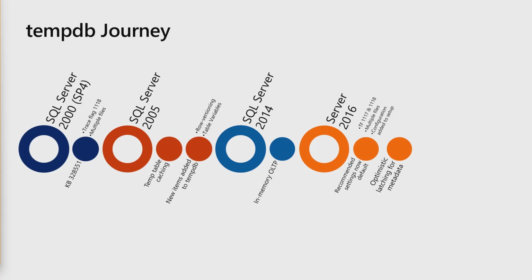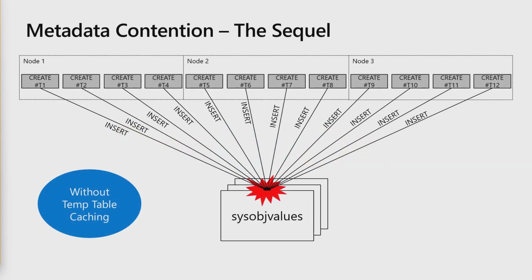We also kept seeing this metadata contention even with table caching. Temp table caching did help for a while, but over time we really needed to do something more to address the metadata contention. So what we introduced is optimistic latching for temp tables in tempdb. So let's revisit the metadata contention topic. In SQL 2000, without temp table caching, we were seeing metadata contention on the insert.